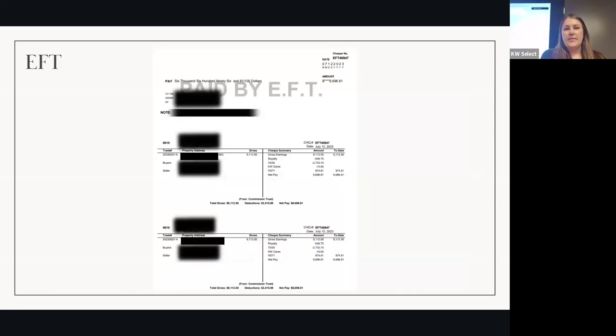Now we're moving on to an EFT. This is what you receive when you have a closing and when it gets paid out. EFT stands for electronic funds transfer, which means it's going directly into your bank account. The alternative would be to print a check, which obviously nobody wants. So the EFT is essentially your check, just an electronic version.